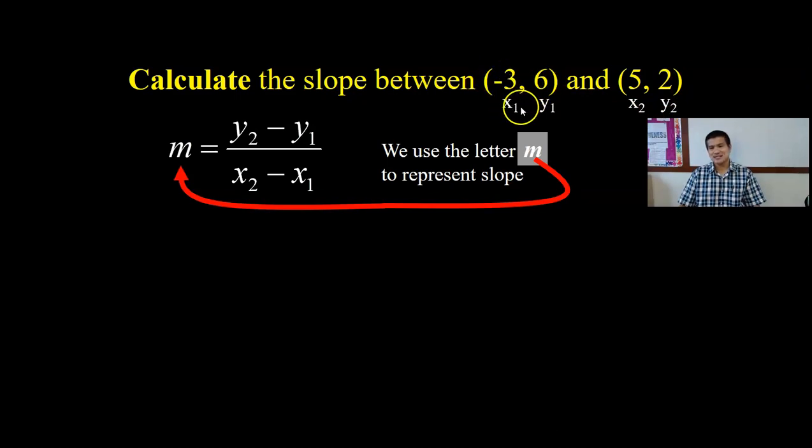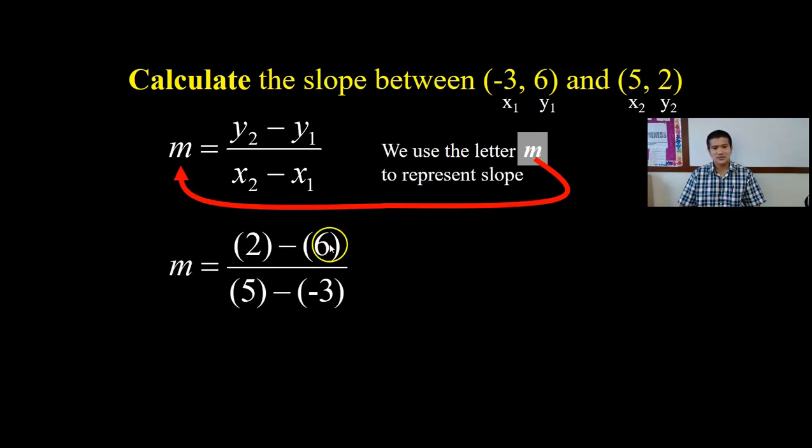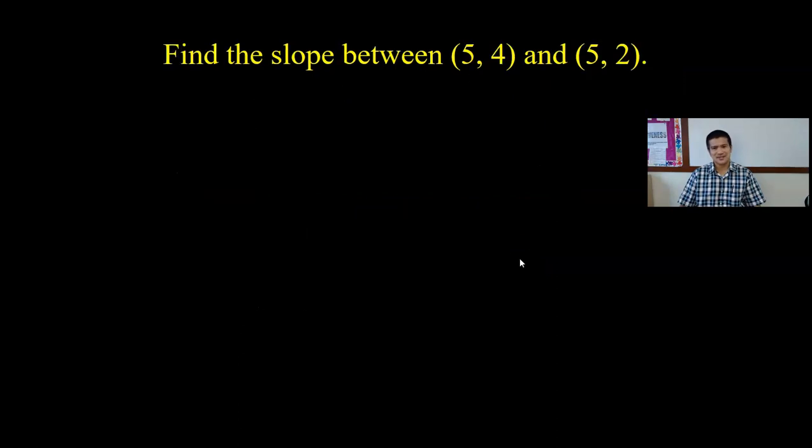So we have now -3 and 6 as x1 and y1, and 5 and 2 will be x sub 2 and y sub 2. Using that, we have 2 minus 6 over 5 minus -3. So therefore we get -4/8, which is also -1/2. So with the use of the equation, we get the slope of the line, M equals -1/2. Let's try some examples.